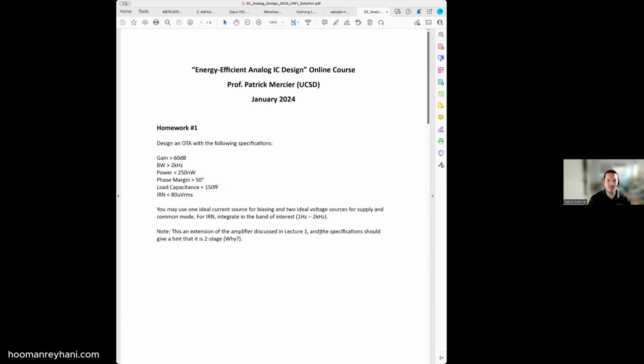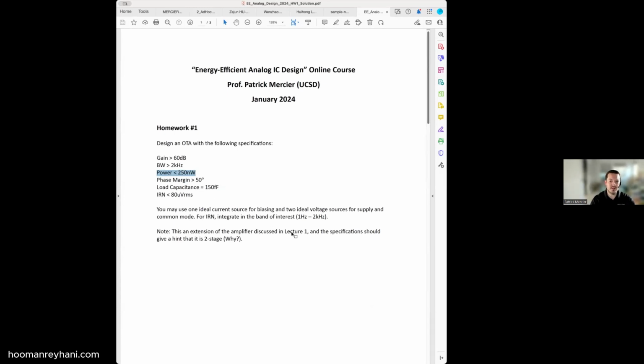So in the first homework, we tried to do something relatively simple. We wanted to ask you to design some sort of OTA that had these specifications. The biggest difference between these specifications and what you might normally be used to is the power consumption was meant to be extremely low. We encourage you to use the GM over ID design methodology that we introduced in lecture 1.